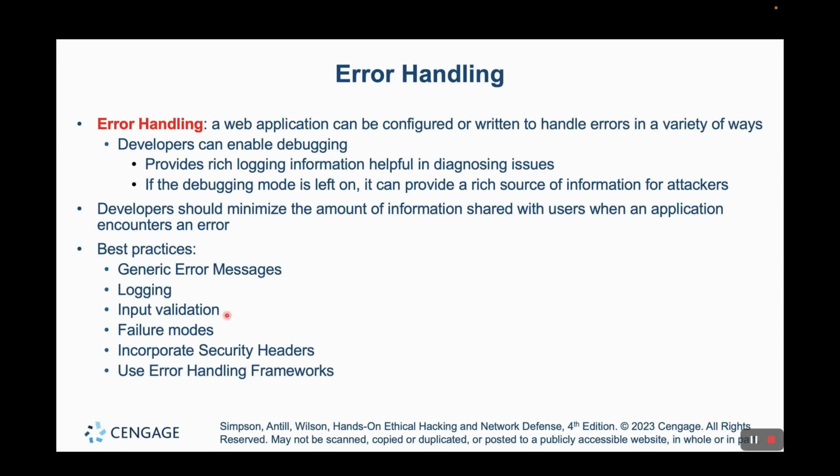Input validation, we spoke about it. Failure modes: anticipate how software components might fail and plan for those scenarios. They call this FMEA in some industries, failure mode and effects analysis. Another thing, incorporate security headers, like Content Security Policy, CSP, to mitigate the potential impact of certain types of attacks.